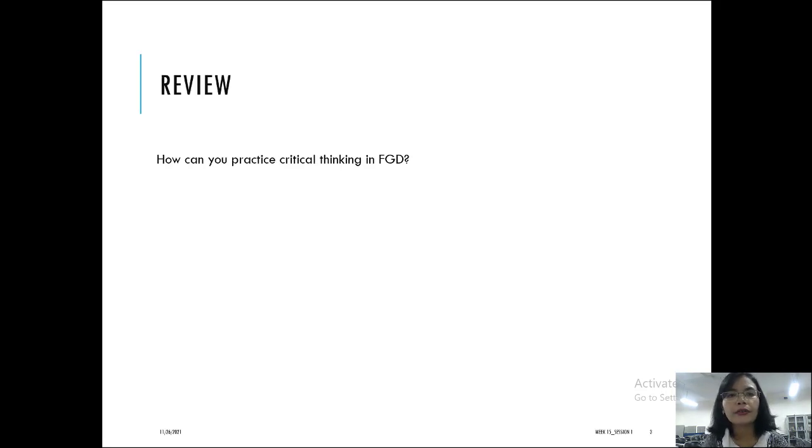Alright, so a quick review from last week's material. Over the last 2 weeks, you have done a bit of group work. The first week you did an online debate, and then the second week you did a focus group discussion. And I reckon for these two exercises, you have practiced your critical thinking and delivering your thoughts in English.